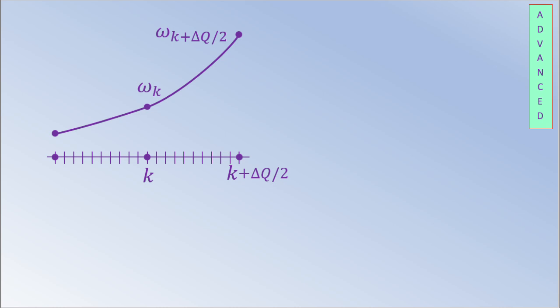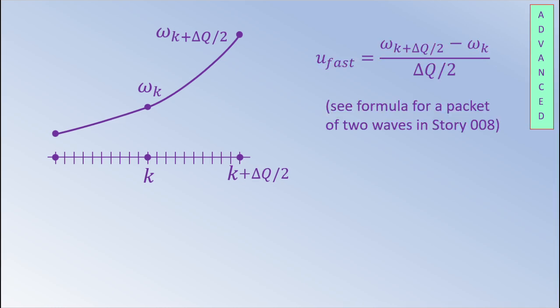As you can see from the presented figure, we will denote the frequency of the central wave as omega of k, and the frequency of the rightmost wave as omega of k plus half of delta q. According to the general rule defined in our previous stories, the group velocity of such a subpacket composed only of two waves is equal to the difference in frequencies divided by the difference in wave numbers, that is omega of k plus half of delta q minus omega of k, all divided by half of delta q.